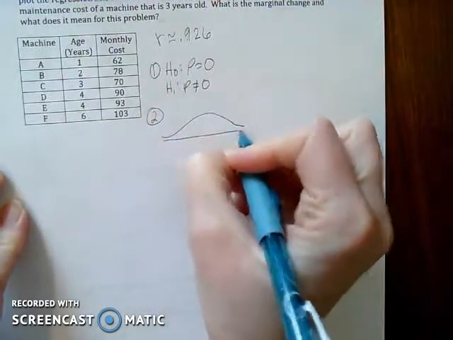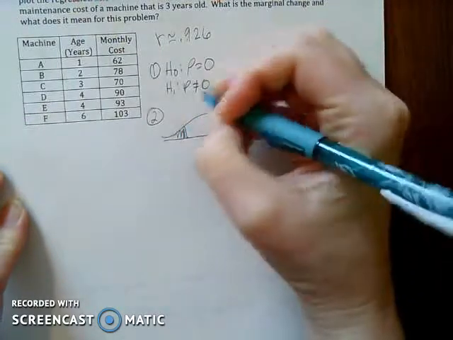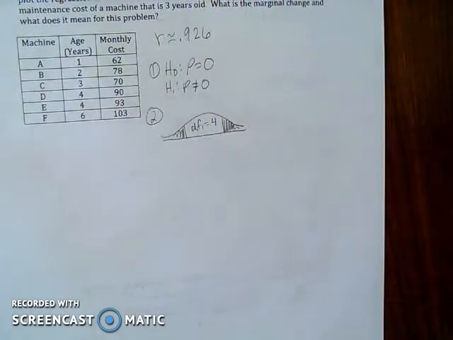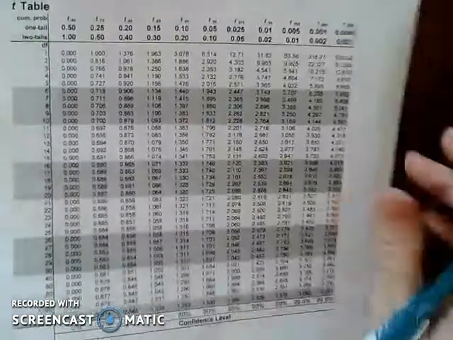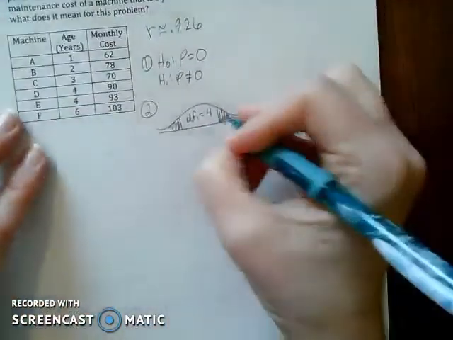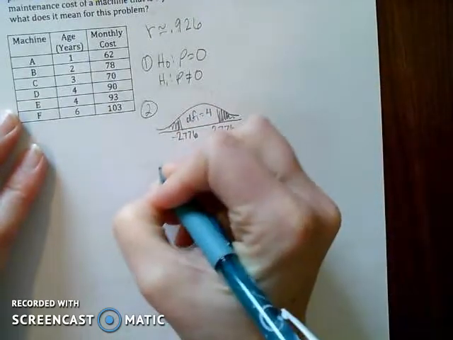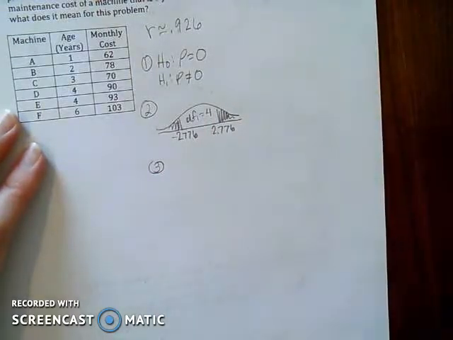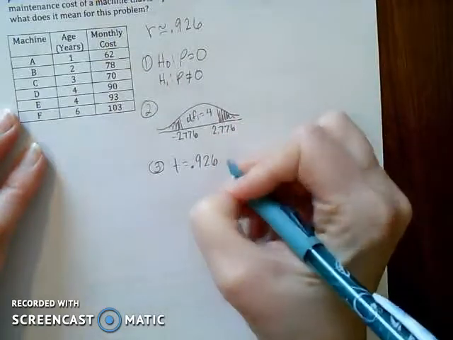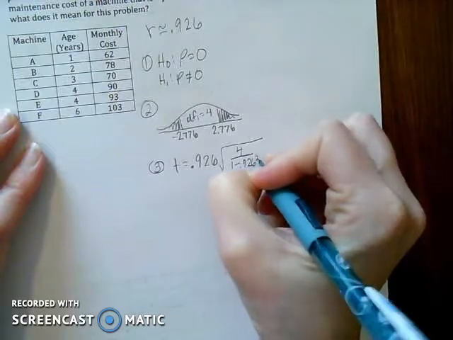Step 2, two-tailed test, your degrees of freedom is going to be 4 again, and it's 0.05. So in here, 2 tails, 0.05 down to 4, 2.776. You'll realize we use that number a lot. T is 0.926 times the square root of 4 over 1 minus 0.926 squared.